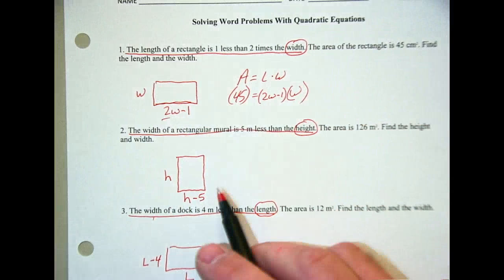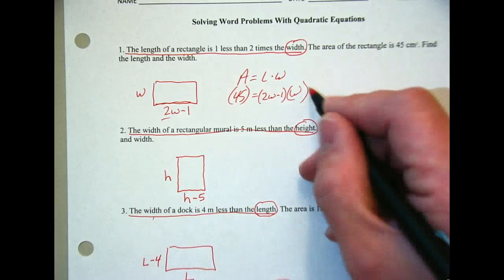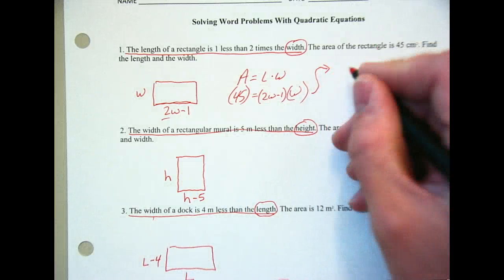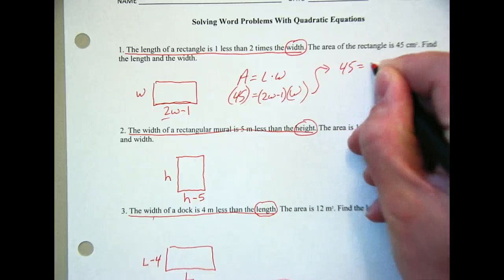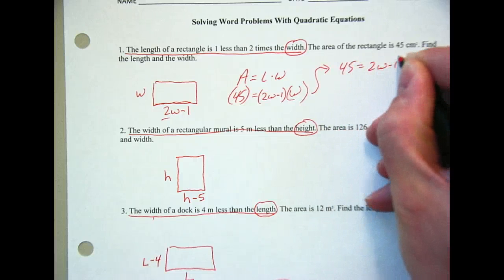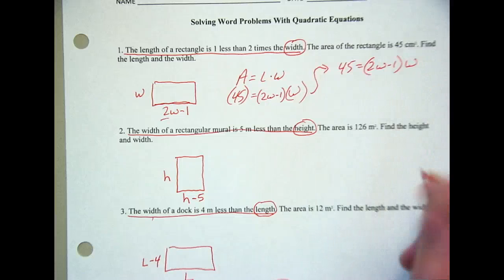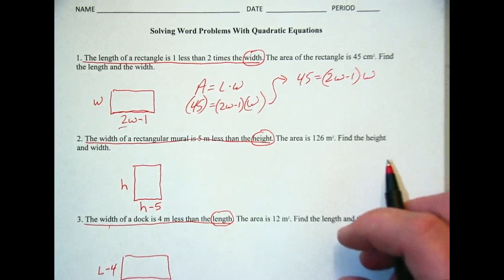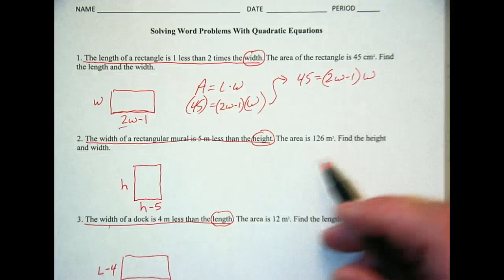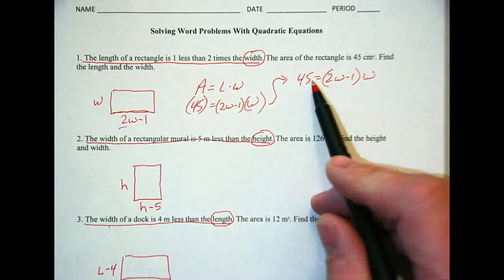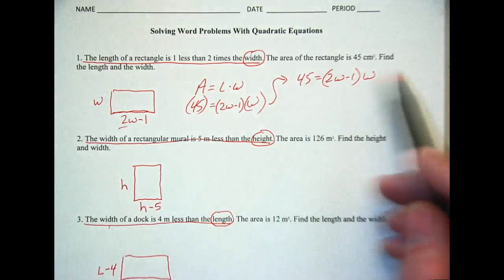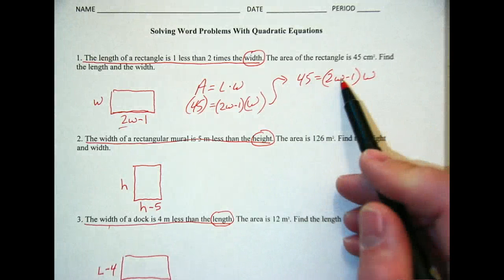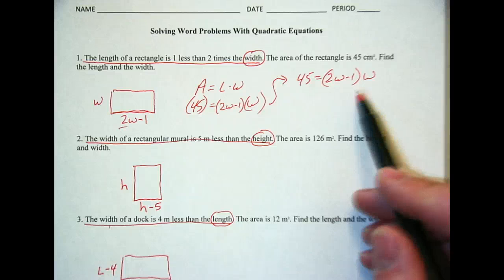Now, you notice how I put all those parentheses in? I do that because that's the math-ese behind it, but really you could just write it as 45 equals 2W minus 1 times W. All right? So now if I want to solve that, I need to figure out how to go about doing that. Well, this is a quadratic. How do I know it's a quadratic?